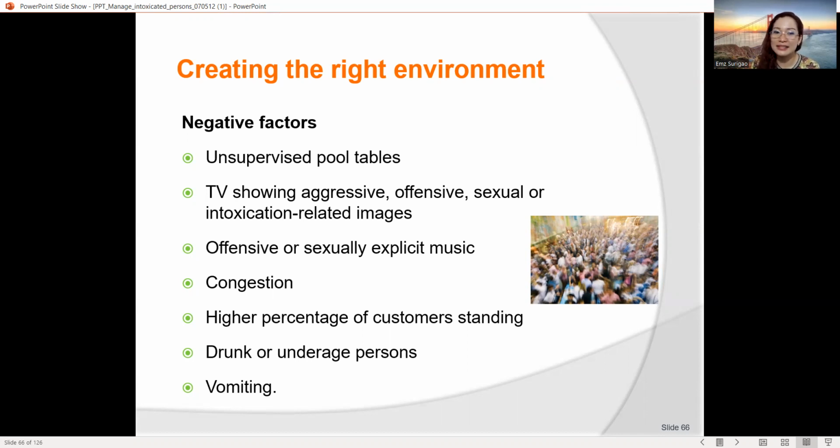It adds ambience, congestion. So you need to control how many guests are allowed, or the ratio of the tables, or what is the capacity of your establishment. So don't congest all the people inside so that it can create chaos. Higher percentage of customers standing. Drunk or underage persons are also accepted. Vomiting.